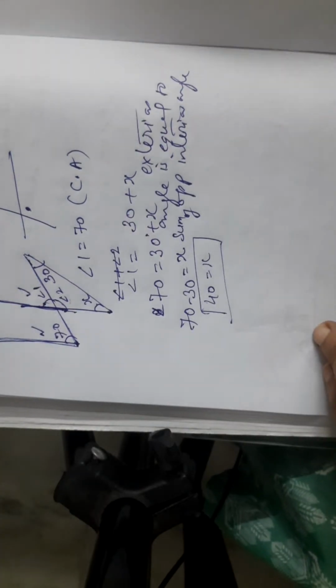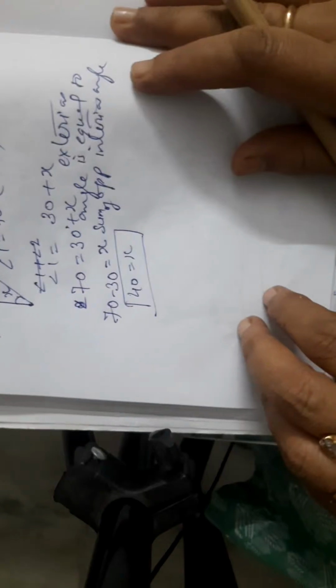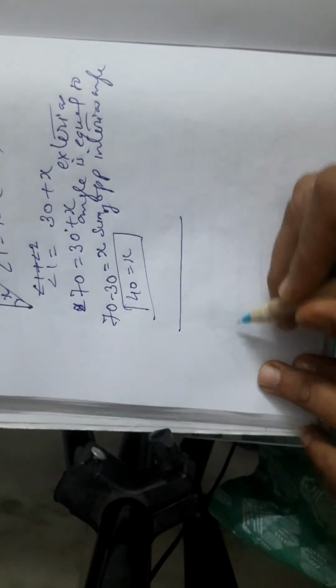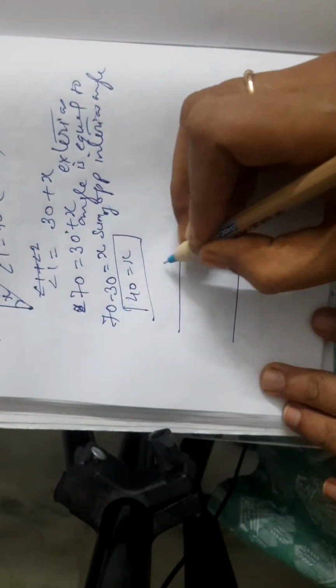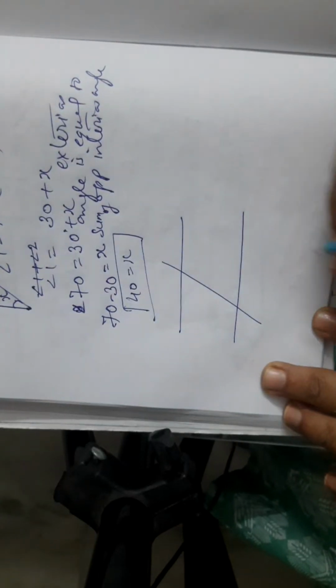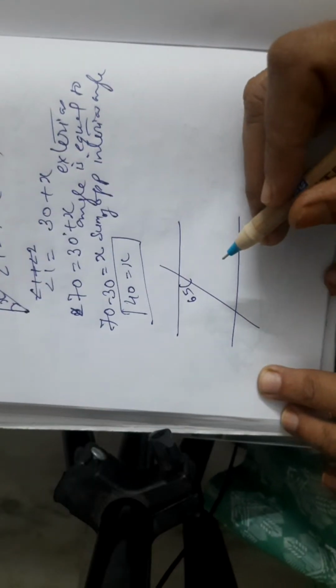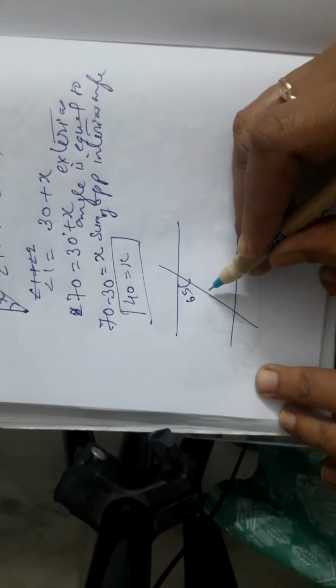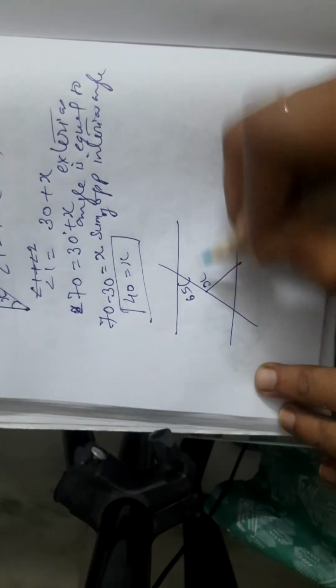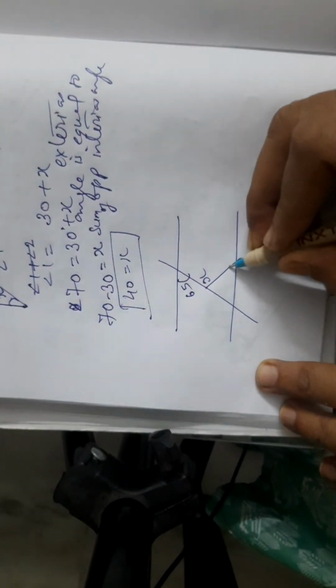Now coming to the next question. The same type of question, one more. Two parallel lines are there. The transversal is there. This is given 65. Next, a line is there. This is x and this one is 40.